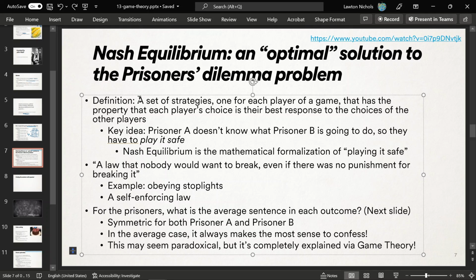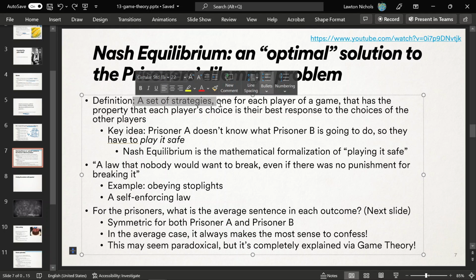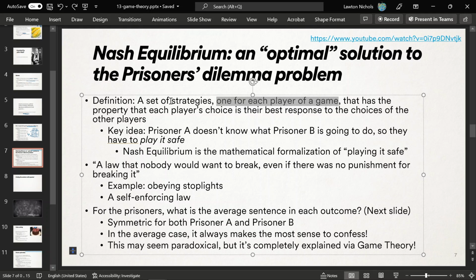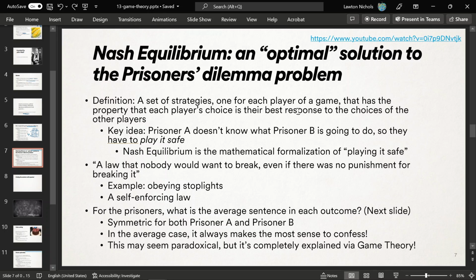In order for your strategy to be a Nash Equilibrium, first of all, it is those strategies. That's what it means to be an equilibrium. It tells the players how to play the game. It's a bunch of strategies, one for each player, that has the property that each player's choice is their best response to the choices of the other players. So they cannot play the game any better. That's what it means to be optimal, according to John Nash. Okay? That's what we want to find. We want to find these strategies. We want to tell the players how to play the game that's going to end up in the best possible outcome for them, in response to the choices of the other players. So you have to consider what they might do. That's how a game works.